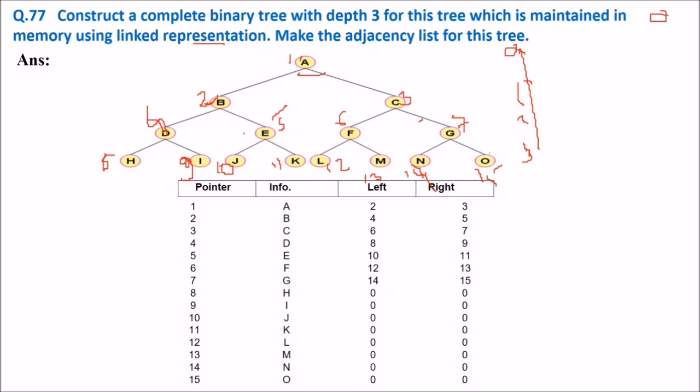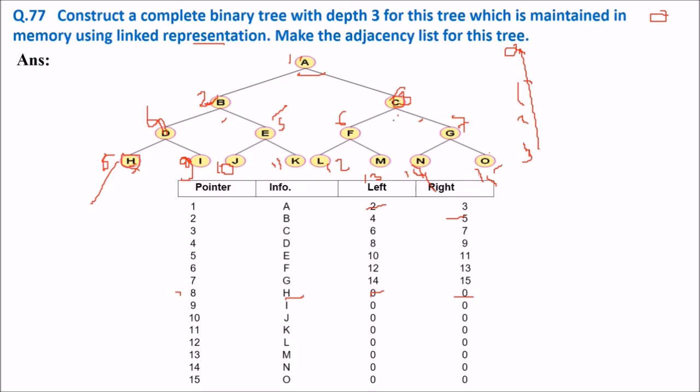So pointer is 1, content is A, left is 2, right is 3. Let us take any other. 8th. We come to 8. Content is H. Left is 0, right is 0. So left is 0, right is 0. All others, all leaves, are like this.